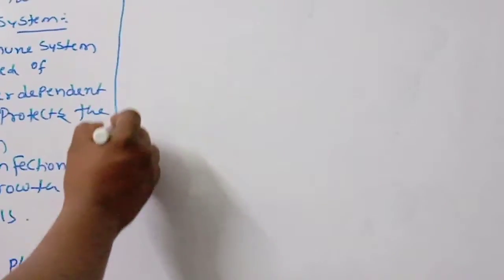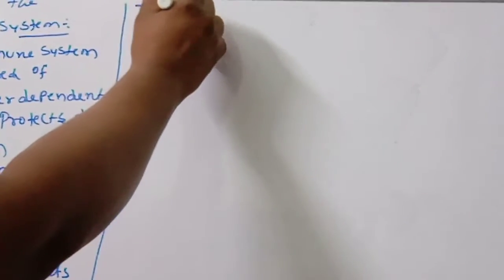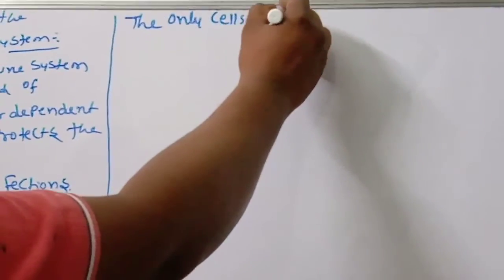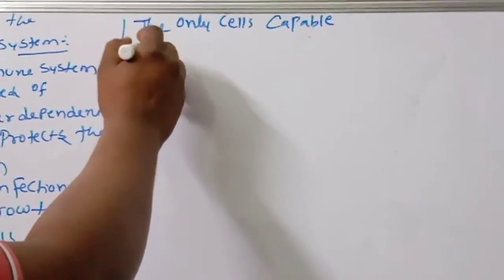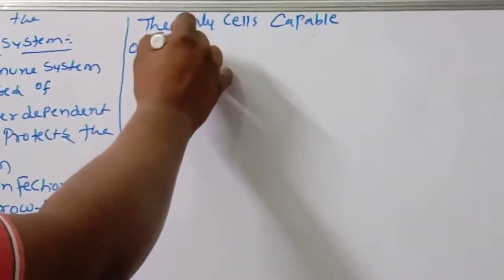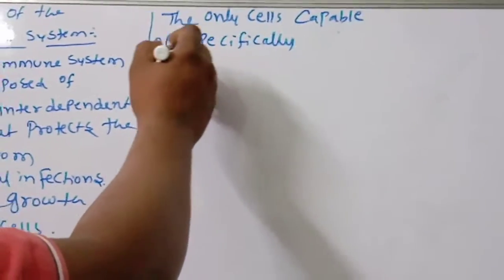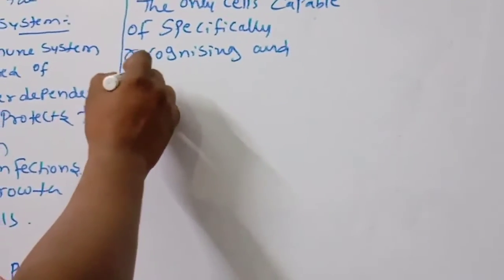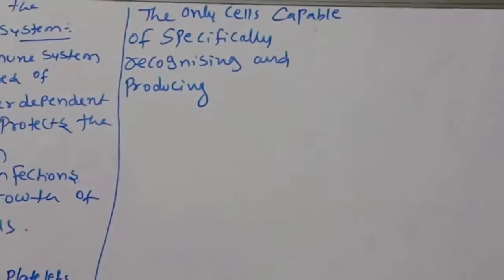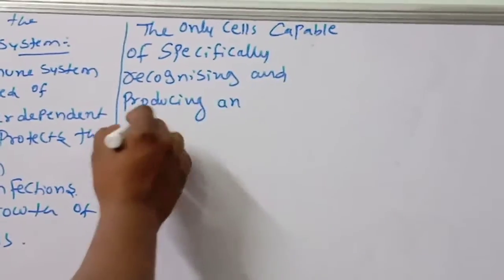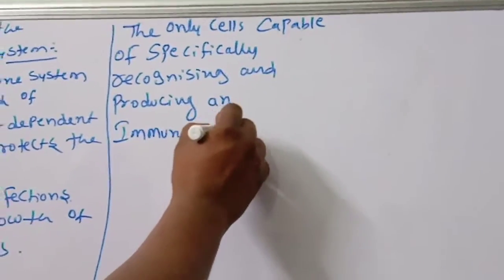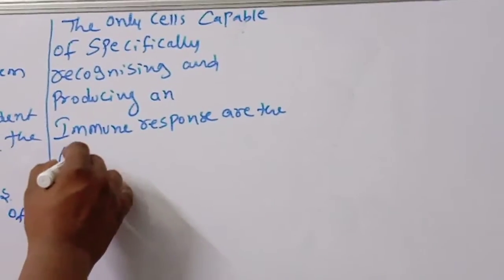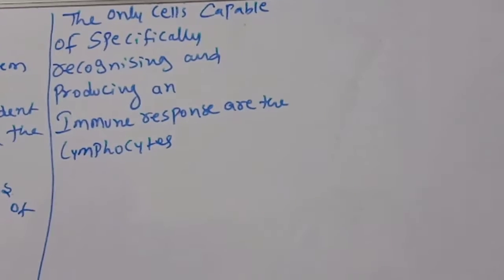Next point I am telling you, the only cells capable of specifically recognizing and producing an immune response are what we call lymphocytes. This point you have to remember.